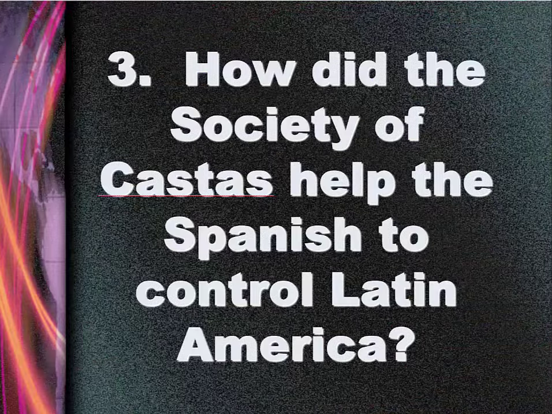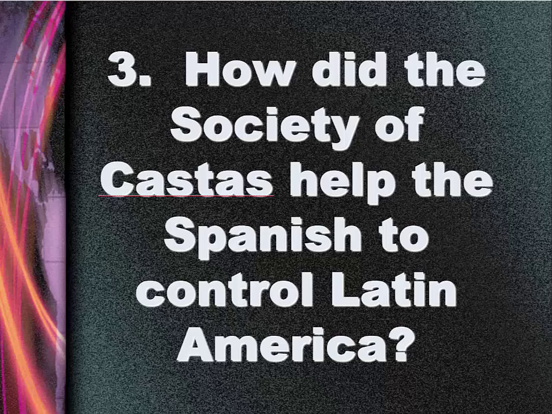So how did the Society of the Castas help the Spanish to control Latin America? Now, if you remember from last year in Ms. Canon's class, the Spanish created a very rigid social structure in their Latin American colonies, and they used that as a means and method to control the people.